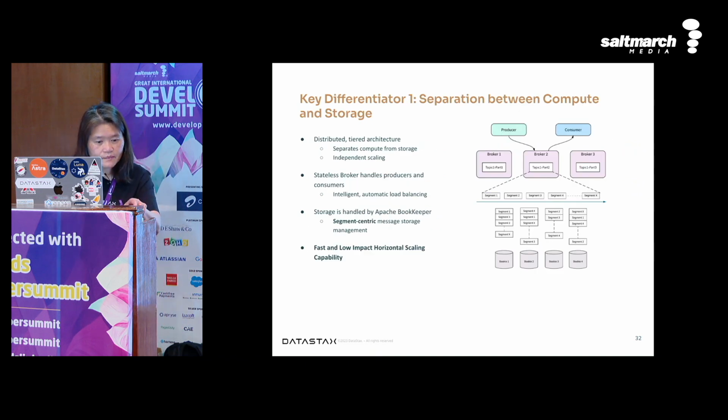Okay, now let me quickly step through some differentiators. I talked for a long time, but let's summarize again why we want to choose Pulsar. First, as I already talked about, is the separation between compute and storage. Because we use BookKeeper to manage the storage of all of the log messages, and this is a tiered architecture, it makes the whole operation quite efficient.